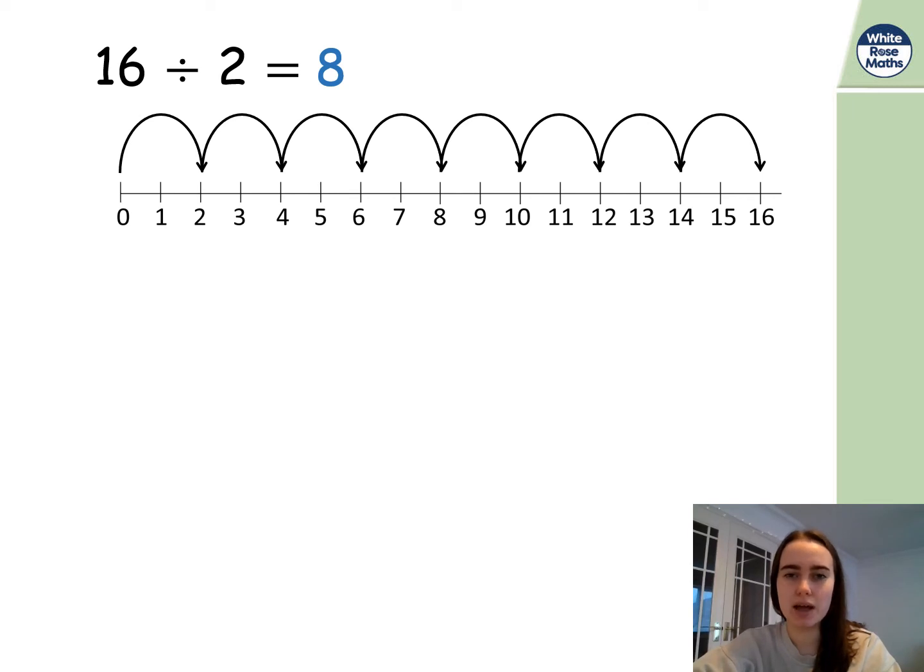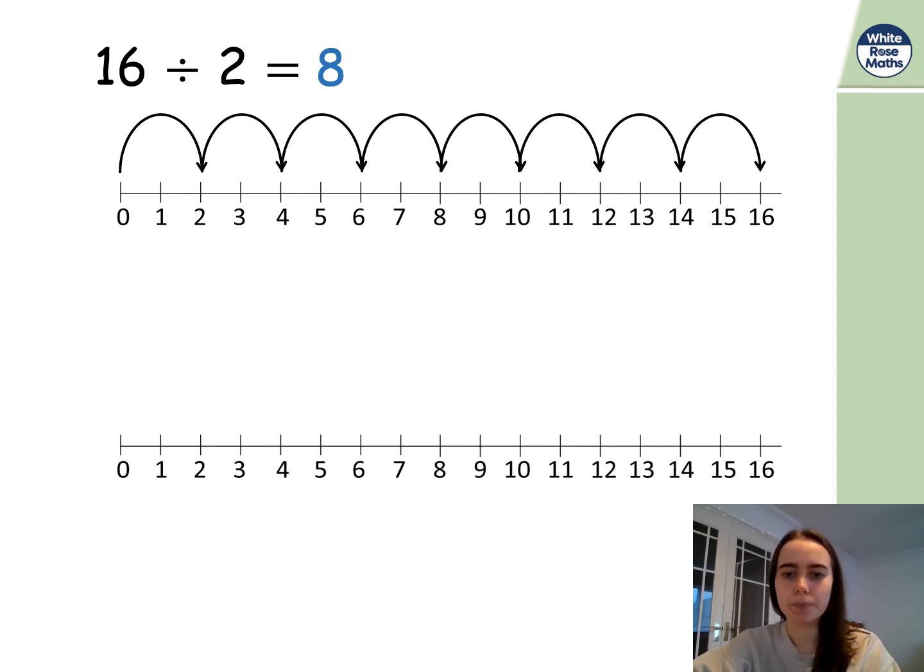The answer tells us how many jumps it took in twos from 0 to 16. You could also do it the other way. You could start on 16 and go down to 0 and see how many twos you need to jump in order to get to 0.